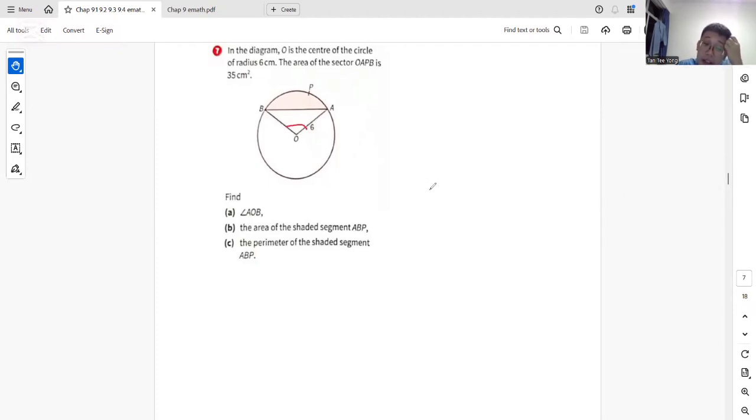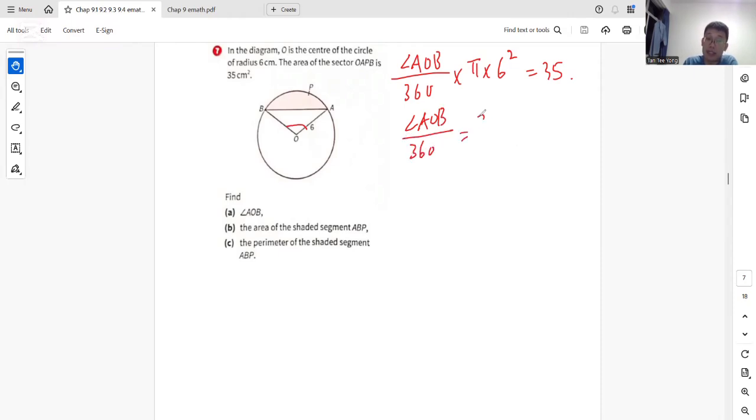Since we have the area, we can form an equation using the area of a sector. Angle AOB, which is the theta, over 360 times pi times r square, which is 6 square, equals 35. Do a quick manipulation: angle AOB equals 35 divided by 36 pi, times 360.